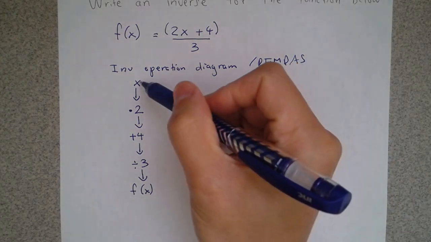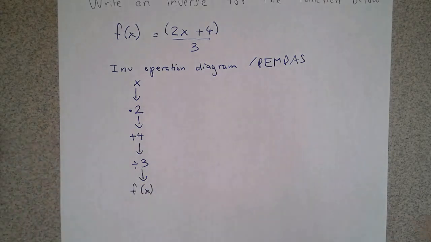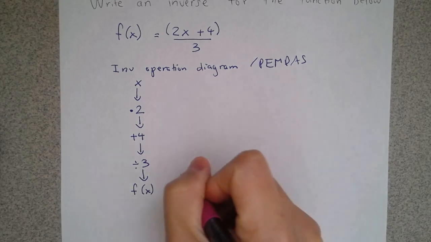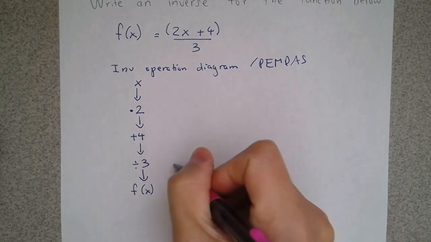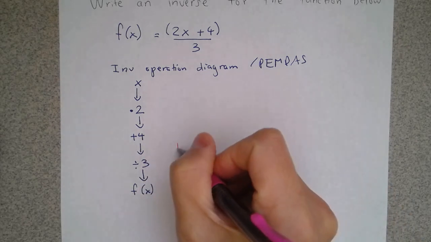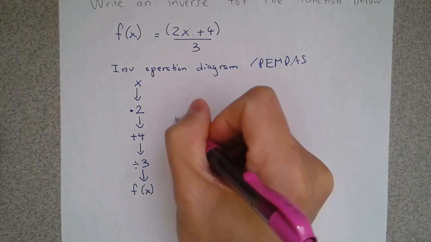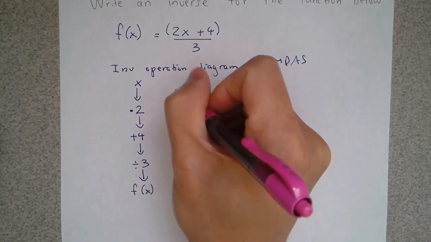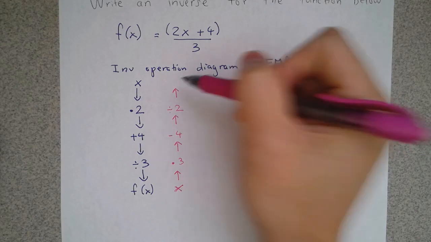So we went from input to output. For the inverse, we're going to go backwards, and we're going to say, here's my input. The opposite of divide by 3 is multiply by 3, subtract by 4, and dividing by 2. And that's going to get me the output for the inverse.